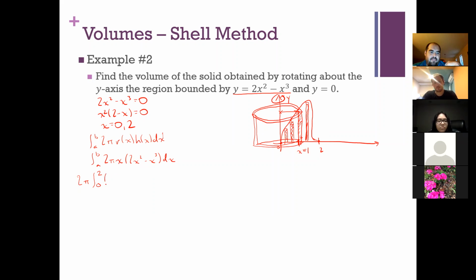Let me go ahead and expand: 2x cubed minus x to the 4th dx. This integral is fine. On the other hand, if we were doing the disk method, I can almost guarantee you we would have to use multiple integrals, which is a good reason not to do it.